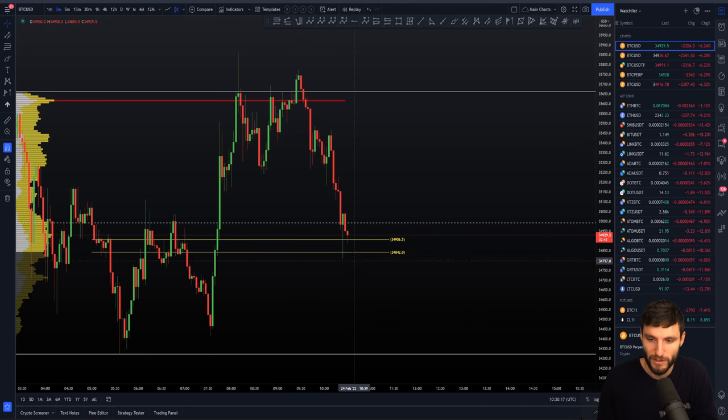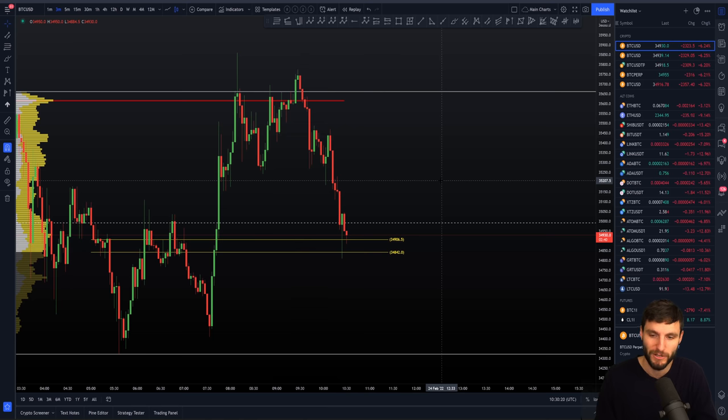And there you go. This is why I would not have taken that short, because we're already getting the retest. I actually do want to go off and trade this now.